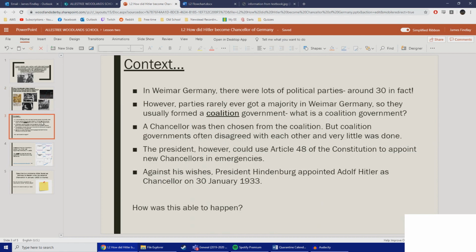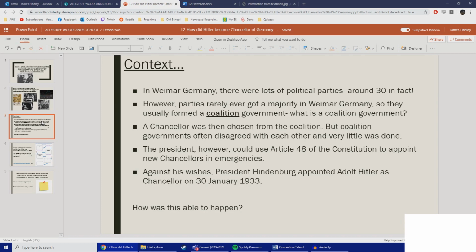The next section is the context. Okay, so first of all, we need to talk about the political issues of Germany at this time. In Weimar Germany, there are lots of political parties, about 30. Okay, now in our country now, in Britain, we have 3 main parties mainly, and we have a few independents and a few other pressure group parties that kind of put pressure on the government, but only really 3 parties or 2 that actually get elected.